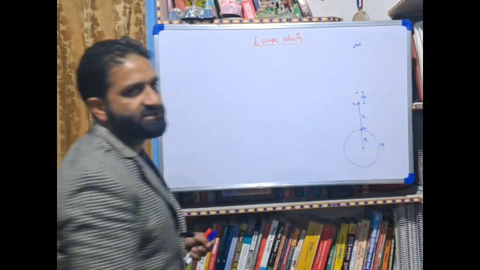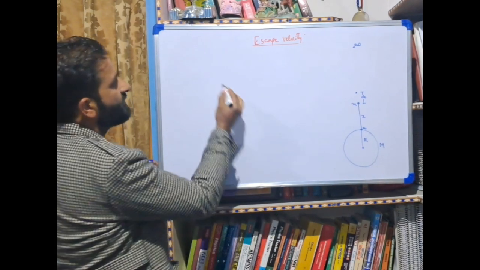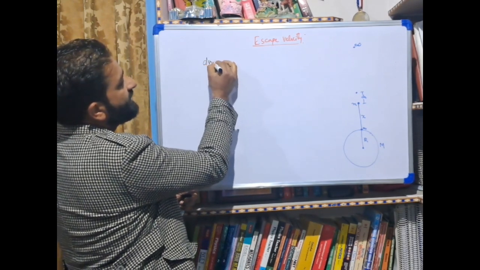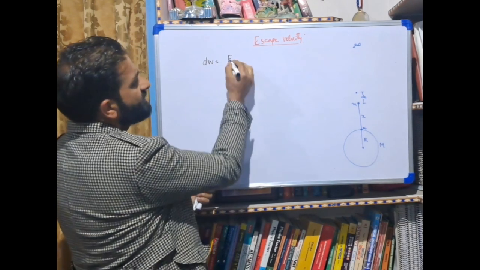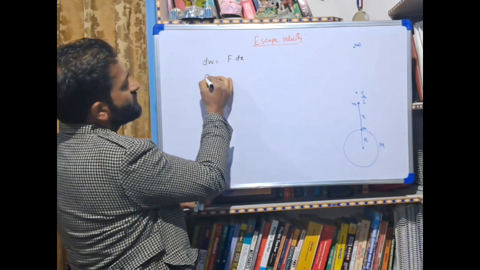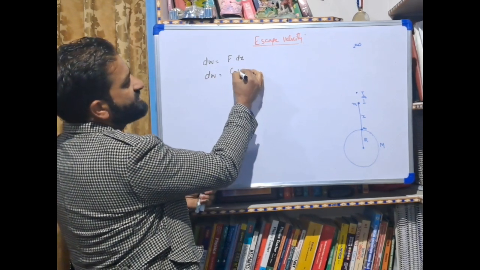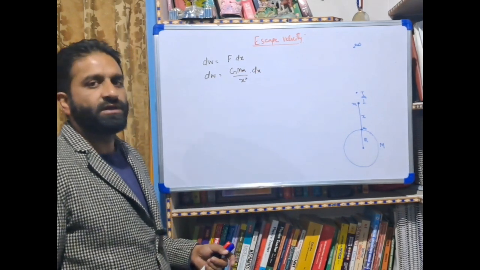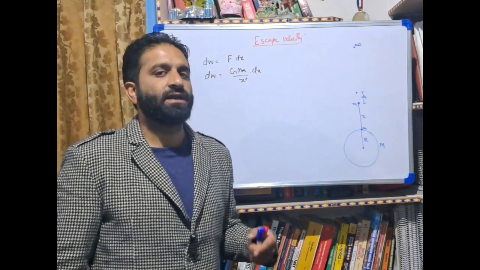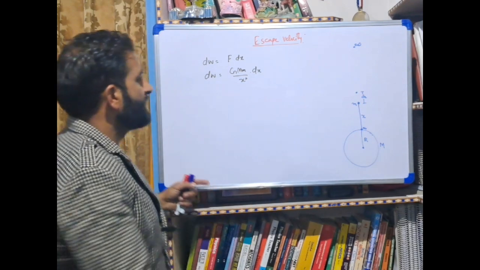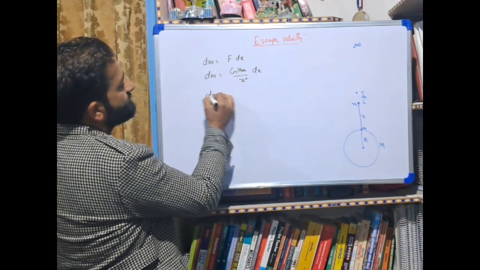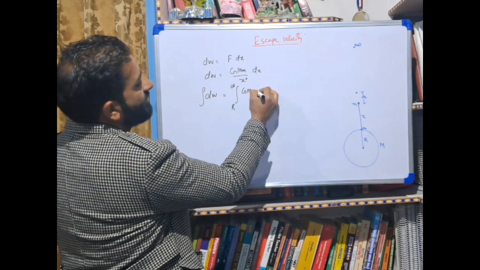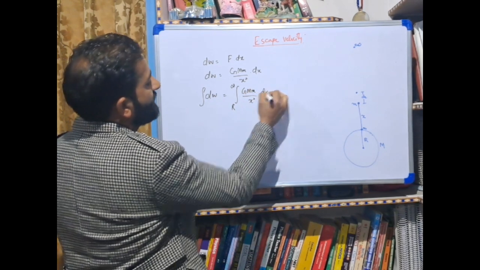At a distance x from the center, what will be the force? Force will be equal to GMm by x square. So the small amount of work done in getting this body through a distance of dx will be equal to F dot dx. So dW will be equal to GMm by x square dot dx. We have to calculate the work done in getting this body from R to infinity, so we will integrate that work from R to infinity, GMm by x square into dx.